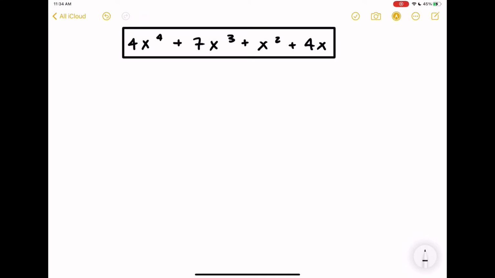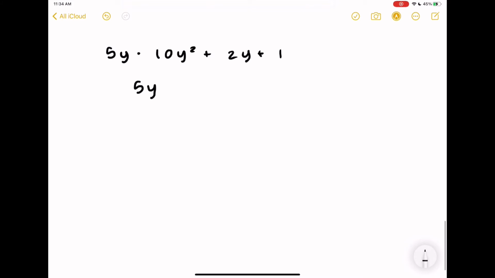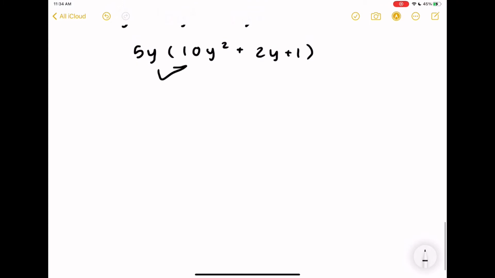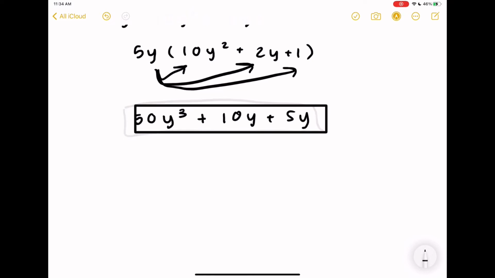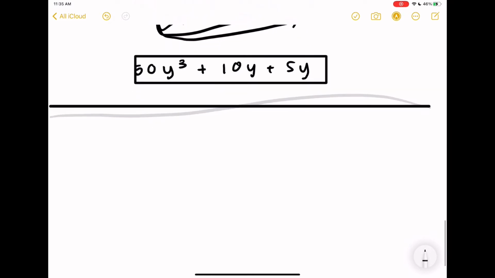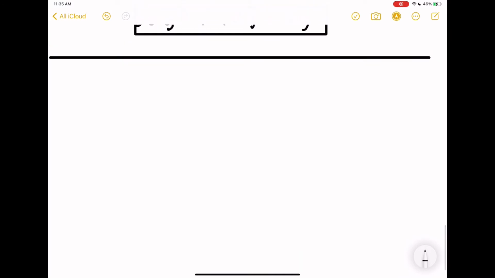It's important to remember that all the same rules and steps apply even when you're multiplying by a bigger polynomial. Now the next and last practice problem that we're going to do together is 5y times 10y squared plus 2y plus 1. Again, I put them in the parentheses and use the distributive property. So we get 50y cubed plus 10y plus 5y. As you can see, I narrowed down the steps and did more mental math. As we went through each practice problem, I added more mental math.